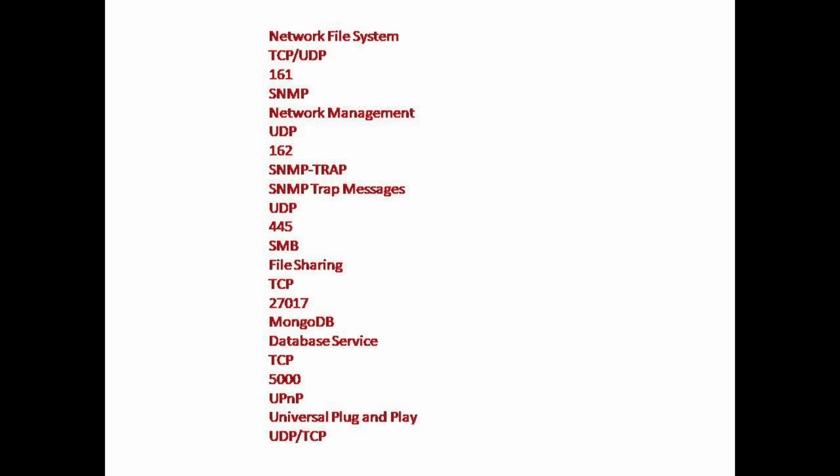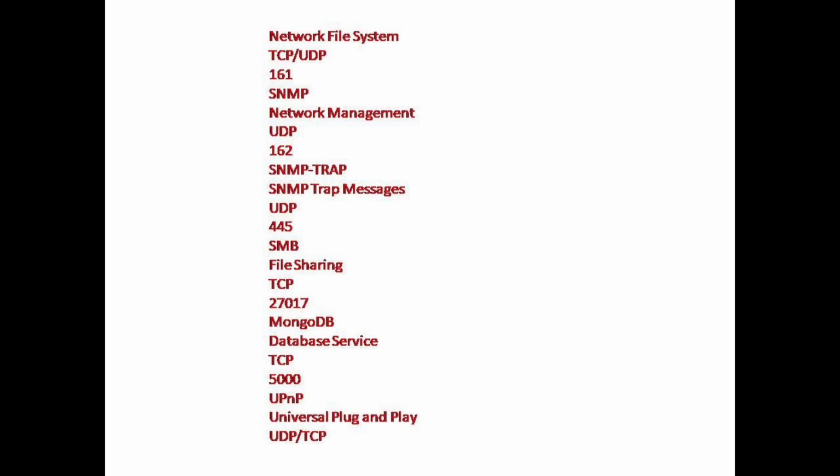ISAKMP uses port number 500 and it is part of the process of configuring a secure IPsec connection. Port 3389 is the Remote Desktop Protocol, RDP, which uses port number 3389. This port allows users to connect remotely to their desktop computers and other devices.